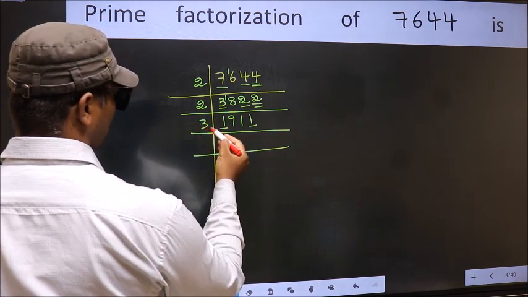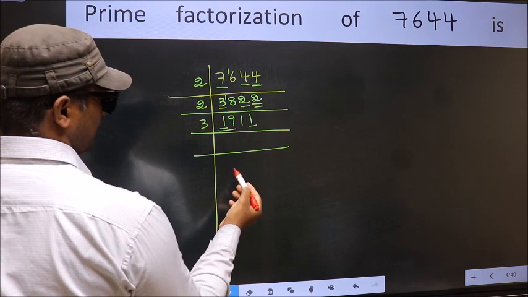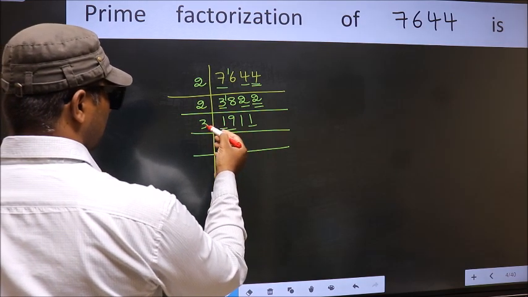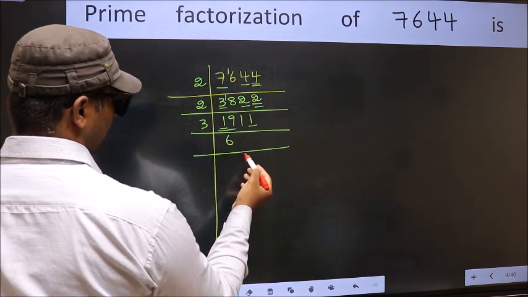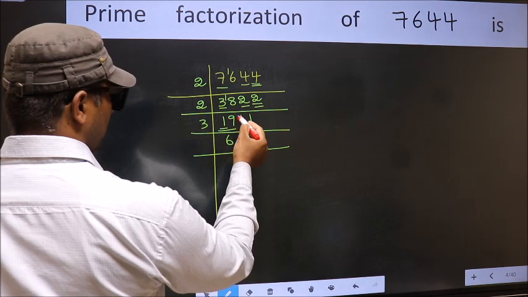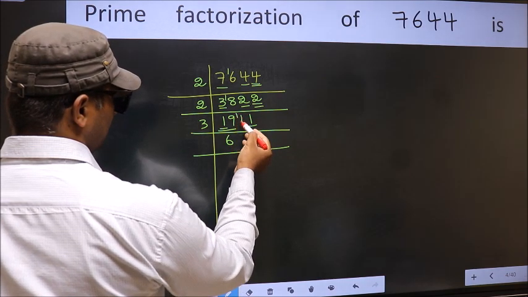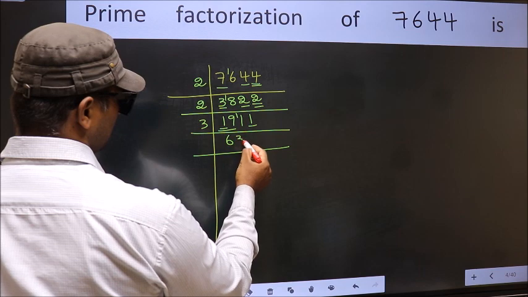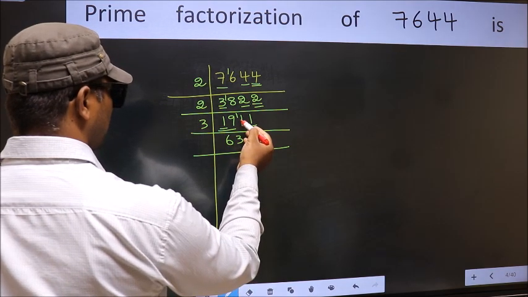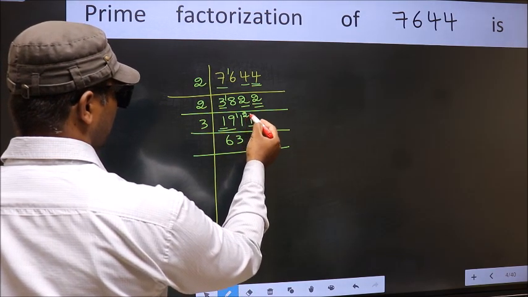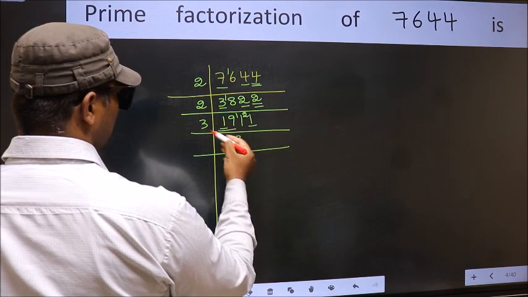First number 1 is smaller than 3, so take 2 numbers, 19. A number close to 19 in the 3 table is 3 6s 18. 19 minus 18, 1, 1 carried forward, 11. A number close to 11 in the 3 table is 3 3s 9. 11 minus 9, 2, 2 carried forward, 21. When do we get 21 in the 3 table?